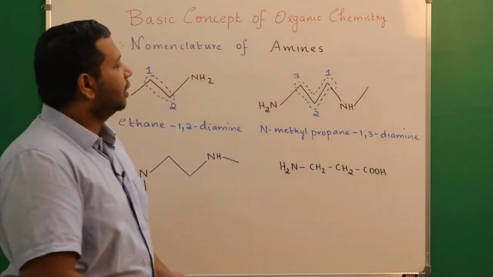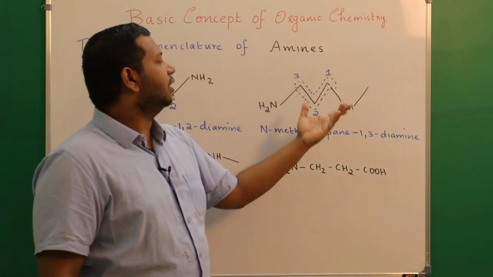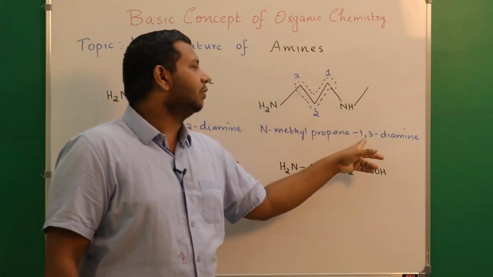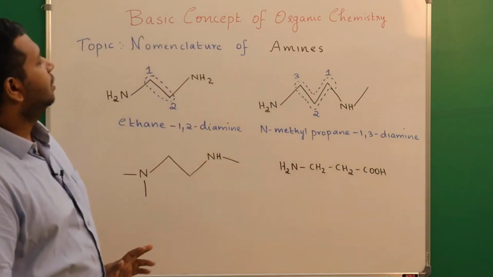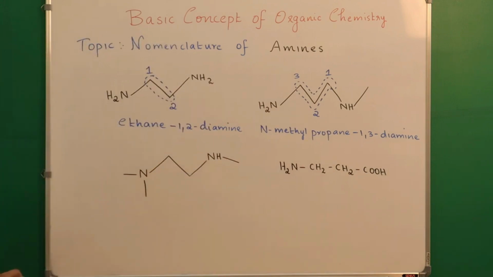Understood? So you can even number from here also 1, 2, 3. Then also no difference. 1, 3 only will come. 1, 3 again diamine. Okay. So I hope you understood this question. Now comes this one. This one is a very good question.